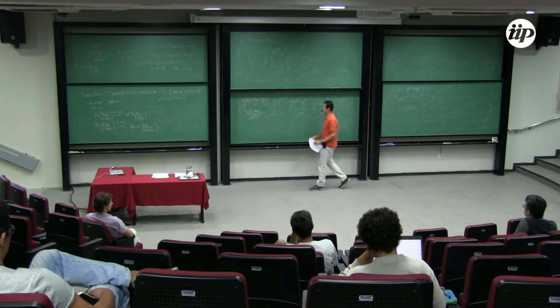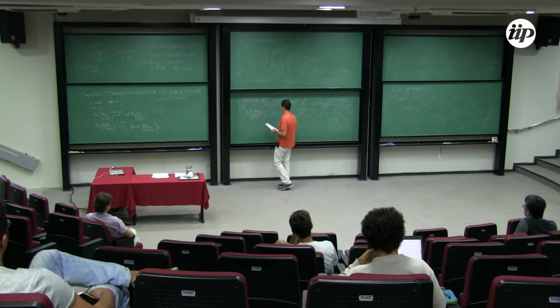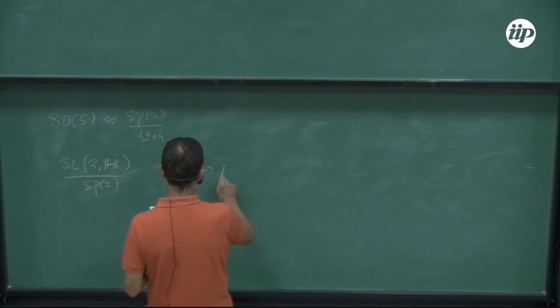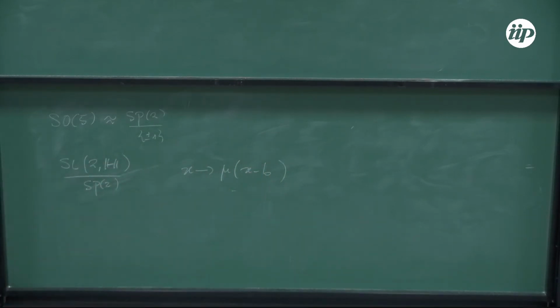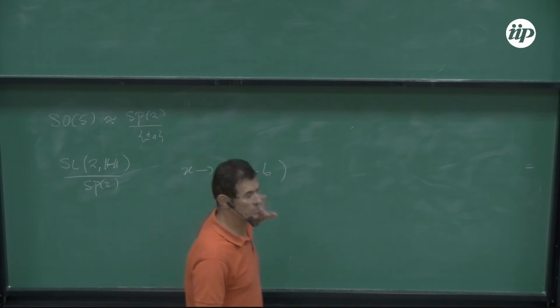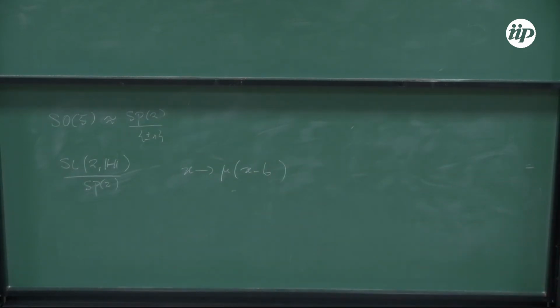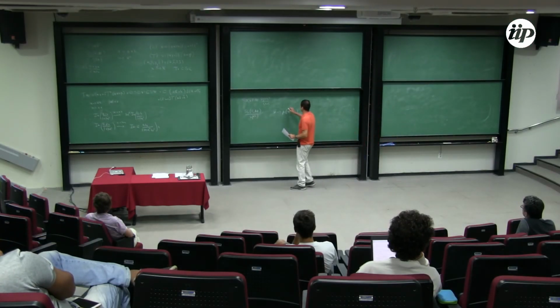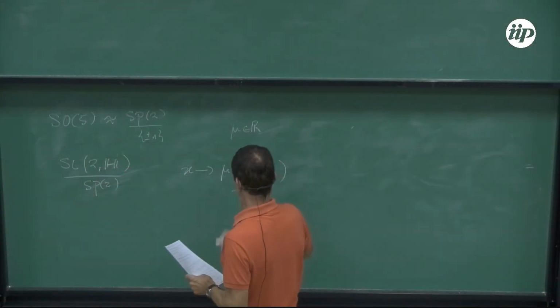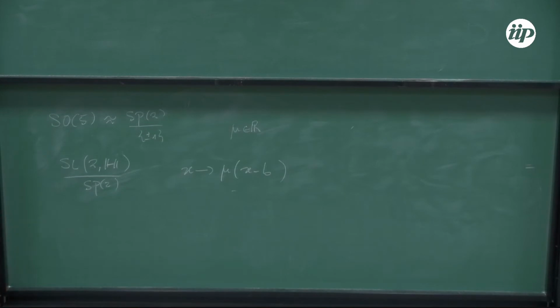Now, the elements of this coset are the transformations of the type mu x minus b, like this. You see, these are transformations of this type here. So these transformations are the ones which send the field into something which is not the same. So mu is real, while b is clearly a quaternion.